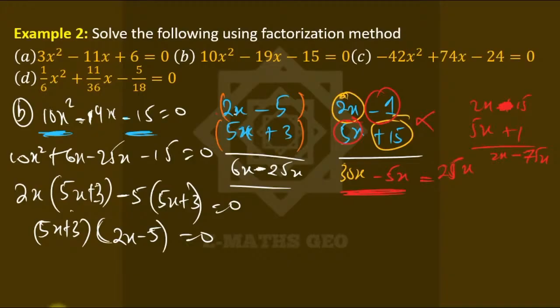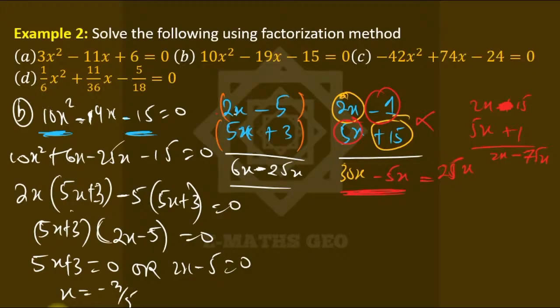And I've said the product of two numbers being 0 means that one of them must be 0. So either the first or the second. So x is minus 3 over 5, or x is 5 over 2. So that's the answer. That's how we solve it.